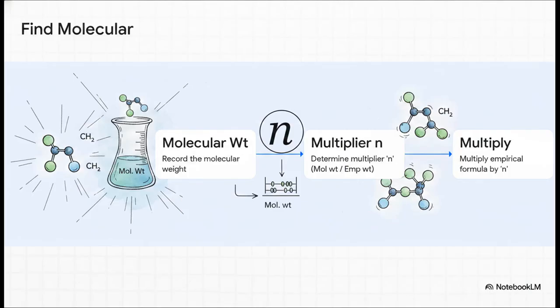So, how do we scale up our blueprint to find that true identity? We just find the ratio between the total molecular weight and our basic empirical weight. That gives us our magic multiplier, which we call n. Honestly, it's incredibly straightforward. If your actual molecule weighs twice as much as your blueprint says it should, then your multiplier n is just 2. You just multiply every atom in your blueprint by 2, and boom, you've uncovered the true molecular formula.